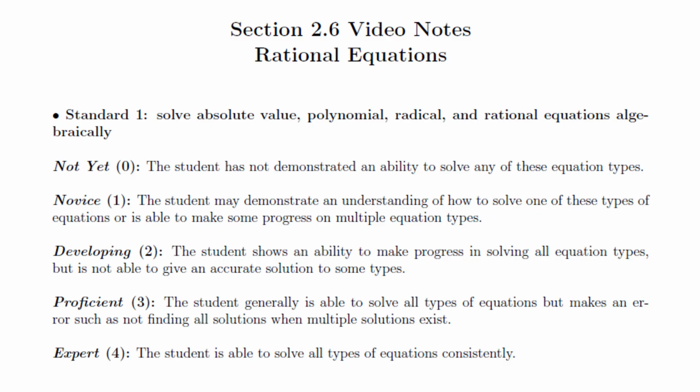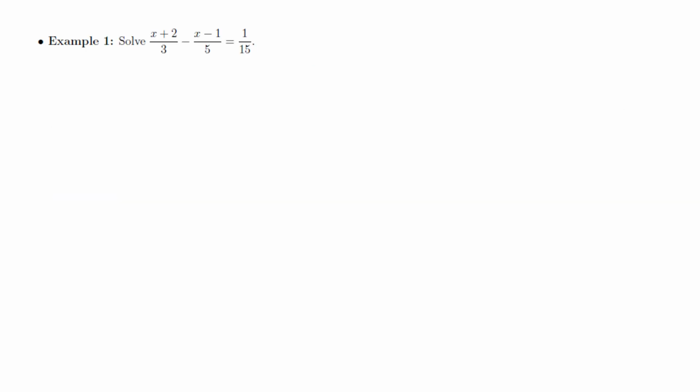The last type of equation that we're looking at in Standard 1 is a rational equation. Now, a rational equation is one where you have variables showing up in the bottom of fractions. Now, this first example does not have any variables showing up in the bottom of these fractions, but we're starting with this example because it's going to help us understand the methodology we should be using.